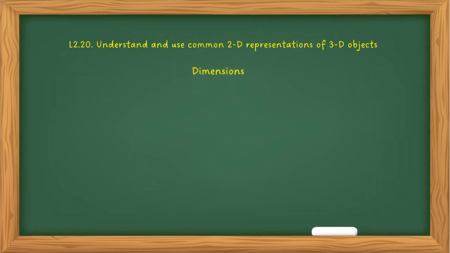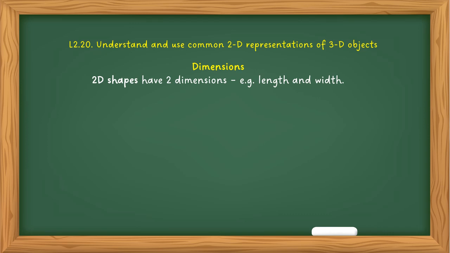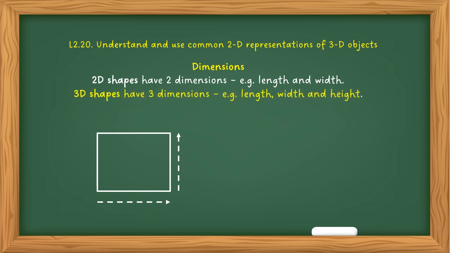Now let's look at dimensions. Okay, 2D shapes are two-dimensional. They have a length and a width. Very important when it comes to working in area. Okay, so you can see there's a shape there. It's got length and it's got width. Could be a square. Okay, and 3D shapes have 3 dimensions: length, width, and height.